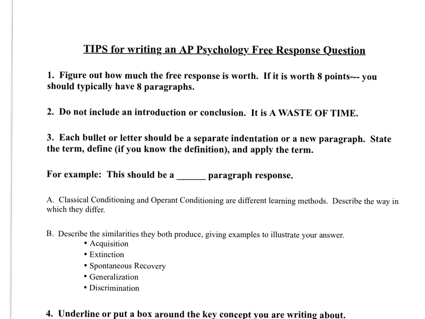The readers who will be grading your free response questions almost get frustrated with the extra paragraphs. They have so much to read already, they're just going to skip right over it if they believe it's an introduction or a conclusion.